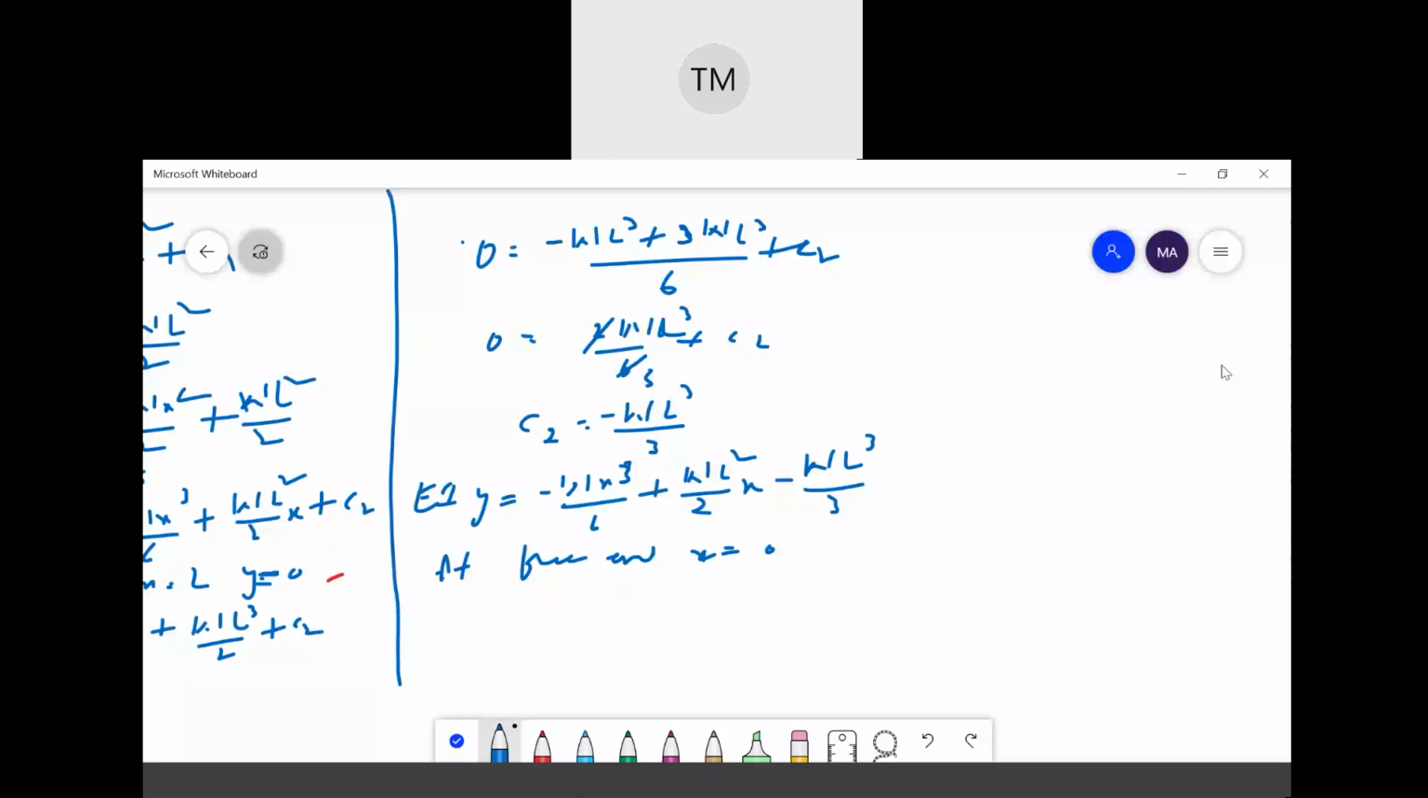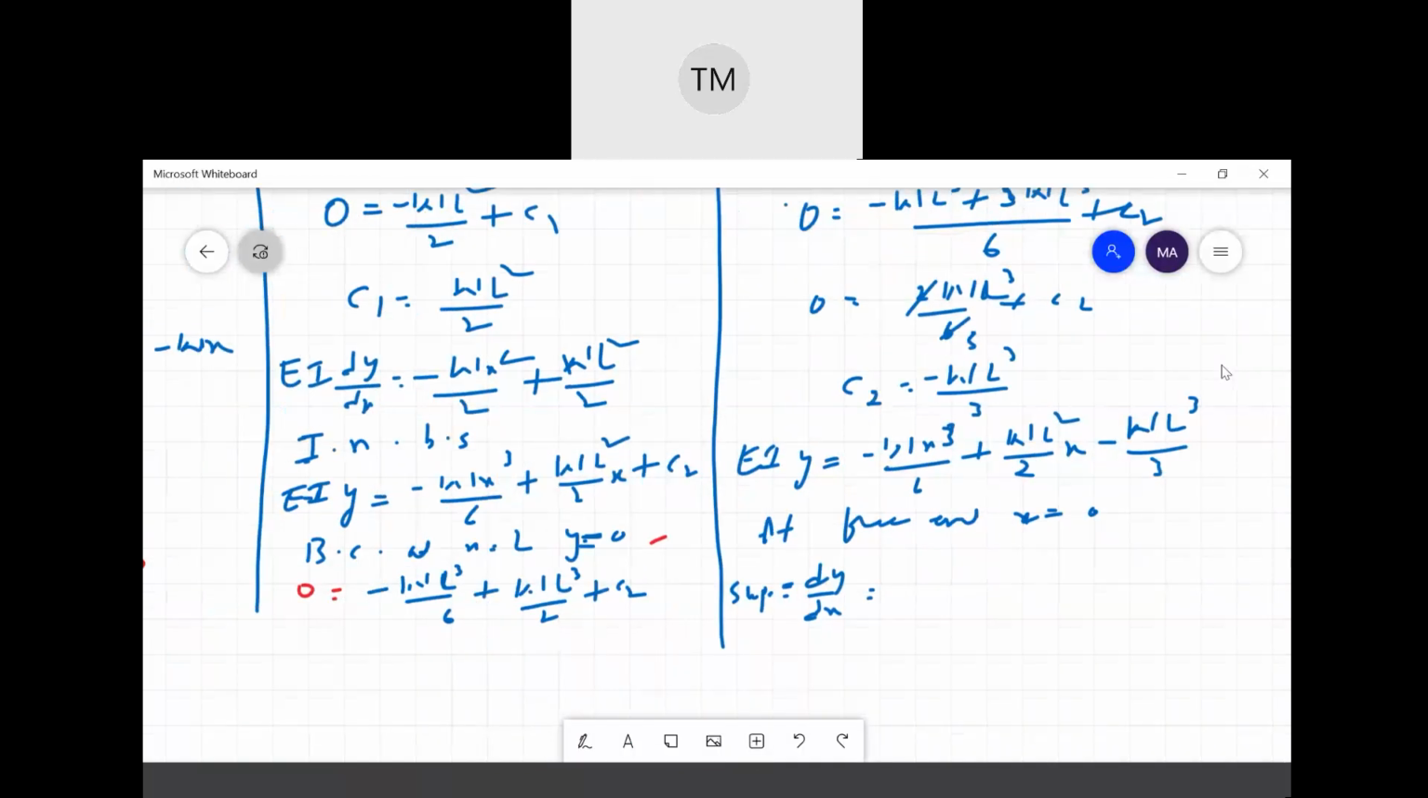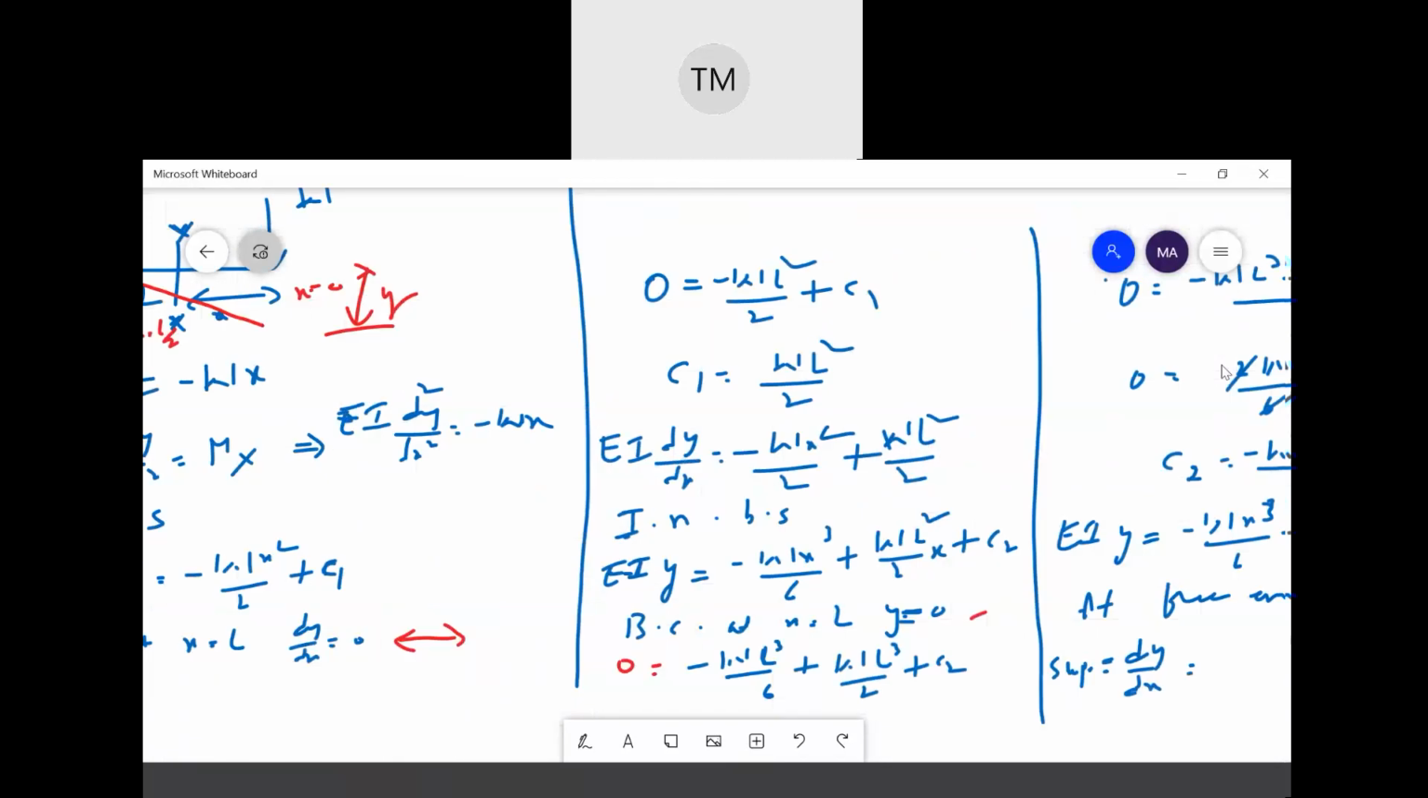EI dy by dx, that is slope, is equal to dy by dx is equal to, here you have the value of c1. This is the equation of our slope equation. In this equation you are substituting x is equal to 0. What happens? This whole term will become 0. The remaining term is WL square by 2. I am sending this EI this side.